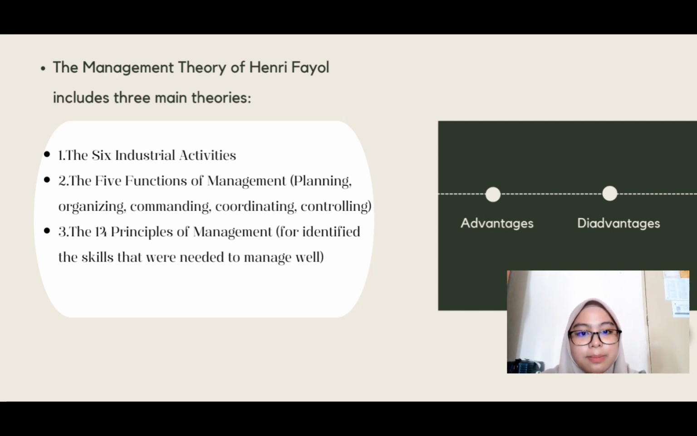management, which are planning, organizing, commanding, coordinating, and controlling. The last one is the 14 principles of management for identifying the skills that we need to manage well. It's all about how management works can be practiced to the maximum best. This theory is for the success of management activities.